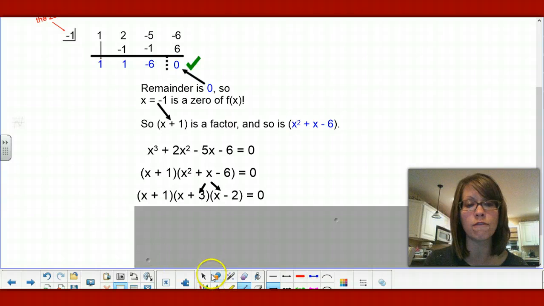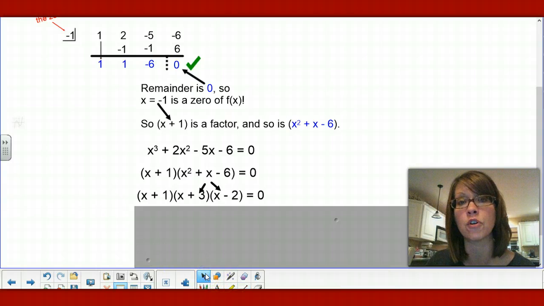If you could not factor, you would not be off the hook. You still have to find the 2 zeros that come from this factor, but you would have to do it with completing the square or the quadratic formula, one or the other. I really hope we can factor, because the quadratic formula and completing the square are way more work than we need if we could have factored to begin with.